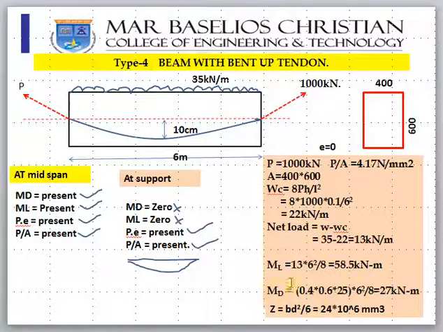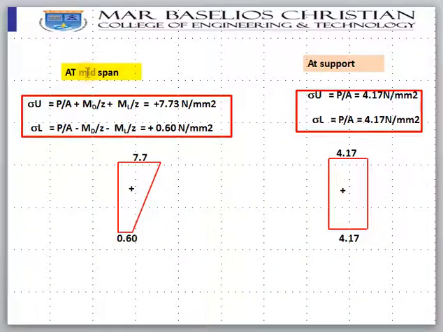And MD is WD into L square by 8. What is WD? The self weight. Self weight is 0.4 into 0.6 into 25. So you will get 27 kilonewton meter. And Z we need to find out. Z is BD square by 6. Ultimately at midspan you will have P by A plus MD by Z, ML by Z, as you know these loads are always acting downward.